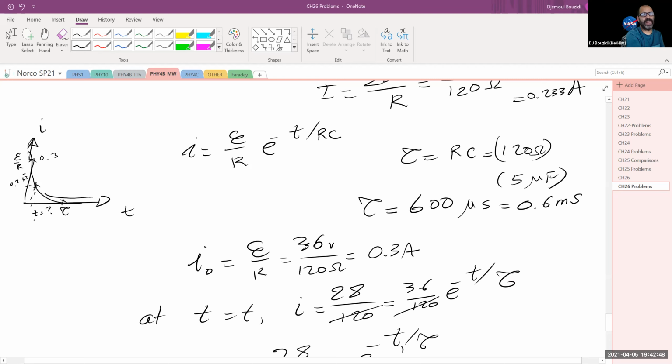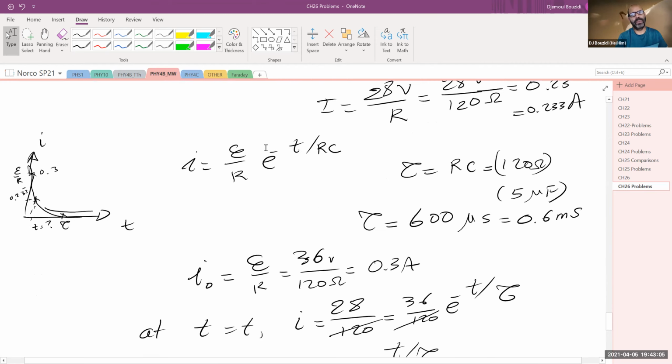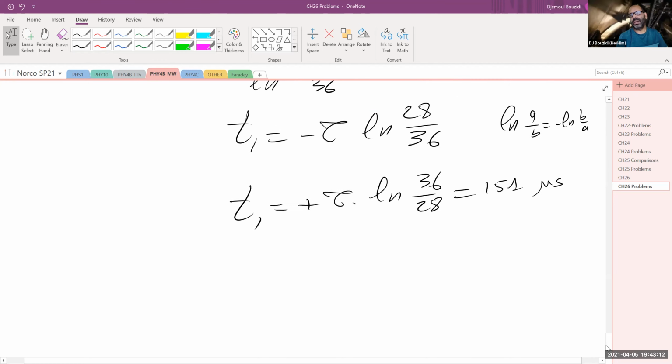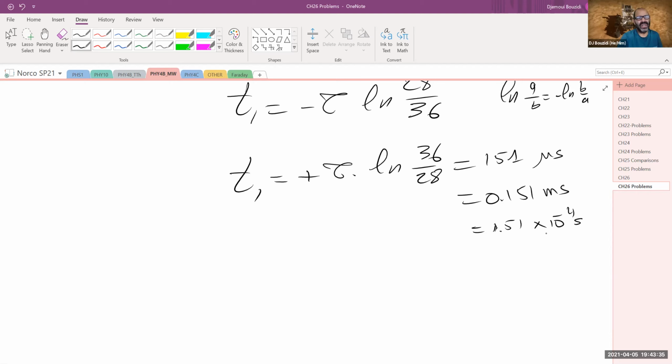After 151 microseconds, the current drops by this much, and initially you had no charge in the capacitor, no voltage in the capacitor, and the voltage is already by then 8 volts, okay? And after a while, it's going to be exactly 36 volts, or the current dies out completely at that point. So this is building up a charge in the capacitor. So this is the time, 0.151 milliseconds, or in scientific representation, 1.51 times 10 to the negative 4 seconds, which is a really, really short time.